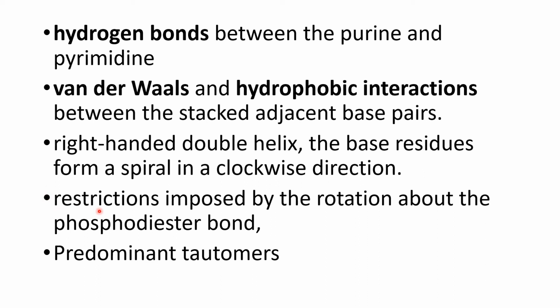Here there is a restriction imposed by the rotation about the phosphodiester bond. So the phosphodiester bond is rigid, and there are predominant tautomerisms, as in the keto-enol tautomerism. Amino and imino tautomerism is the predominant one. Similarly, of keto and enol, the keto tautomer is the predominant tautomerism.